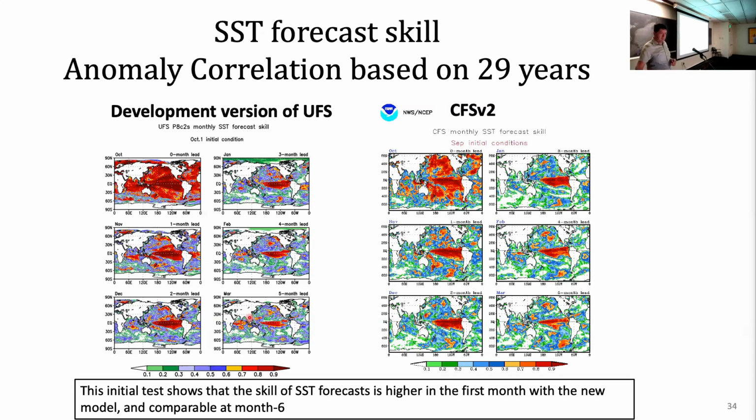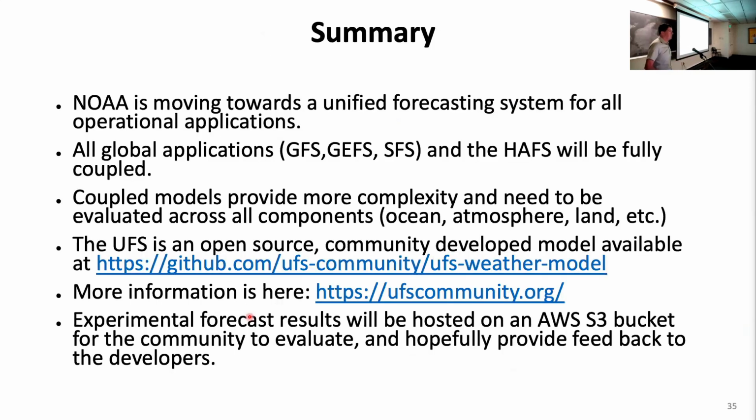And it's just sort of a show of the flavor of the things that we're working on. The summary is that NOAA is moving towards a unified forecasting system for all operational applications, and in all global applications, so GFS, GEFS, the seasonal forecast system, and the hurricane analysis forecast system, which was that animation I showed you, will be fully coupled.